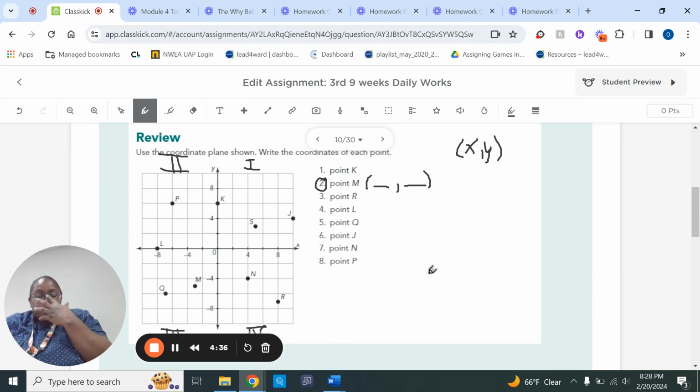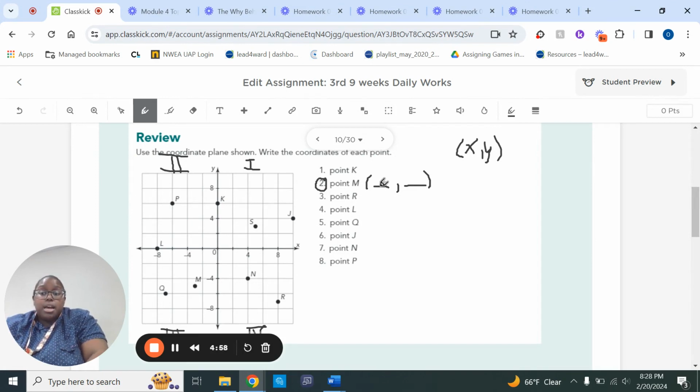Now, first off, I need to find M. M is right here. Now that I found M, I need my X because the first thing that's going to go is the X. Please do not look for the Y first. You will be looking for this backwards. When you are doing coordinates, it's X first, Y second.